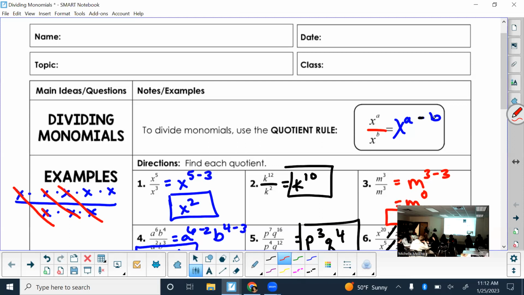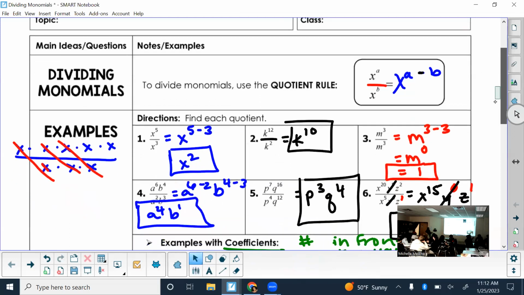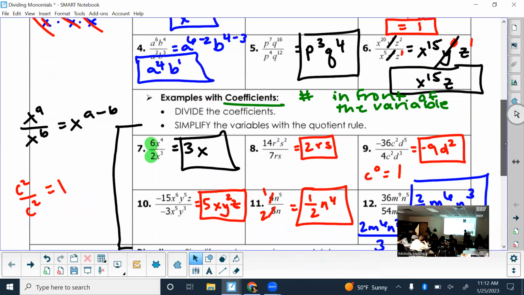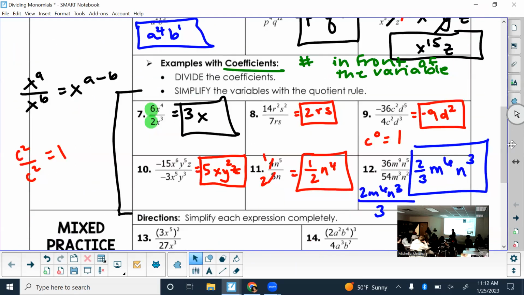We did the easier examples yesterday. Again, feel free to look at that online. We'll start off with a few today. And the coefficients, the numbers in front of the variable, you always treat normally, just like how you've been treating them for years. If it's 6/2, you divide them. You get 3.